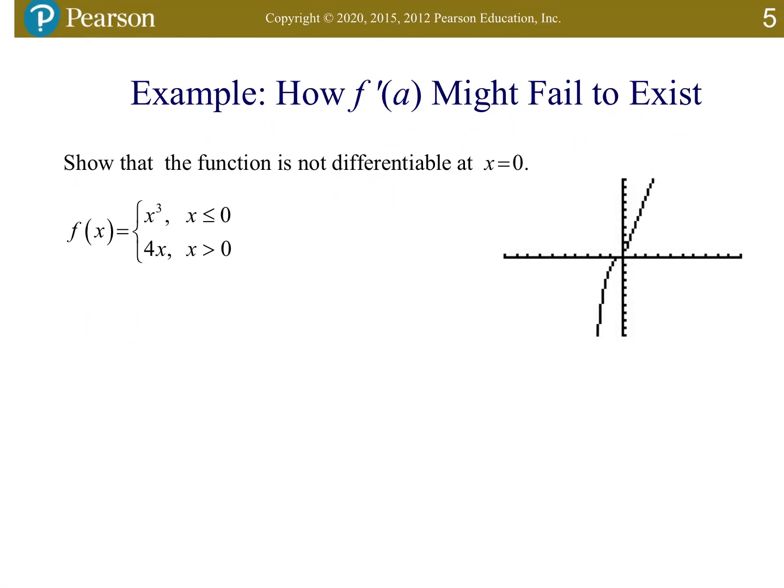So for example, show that this function is not differentiable. Okay, so let's just look here. We're looking at 0. This is the connection of what kind of a function in quadrant 3, according to the equation? Cubic. Connected to what kind of a function? Okay, a linear function, right?